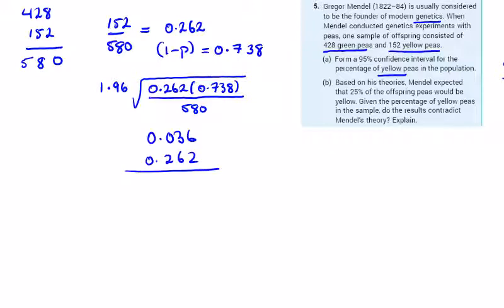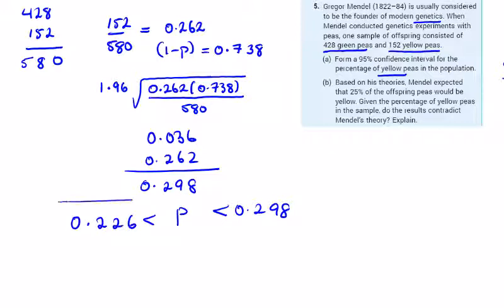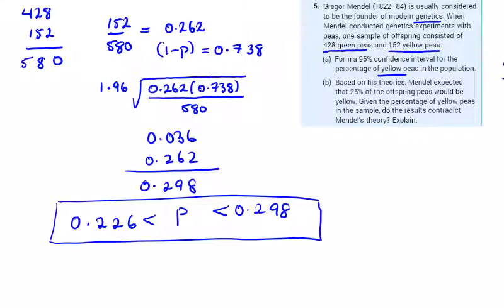So 0.262 plus 0.036, 0.298, is going to be at the higher end. At the lower end, I'm going to take away 0.036, so 0.226. That is going to be my 95% confidence interval for the amount of yellow peas that we will get based on Gregor Mendel's experiments.